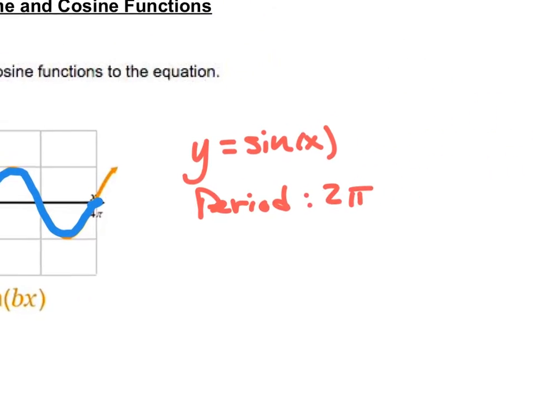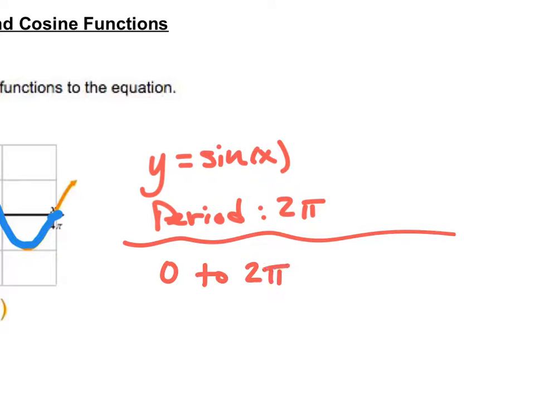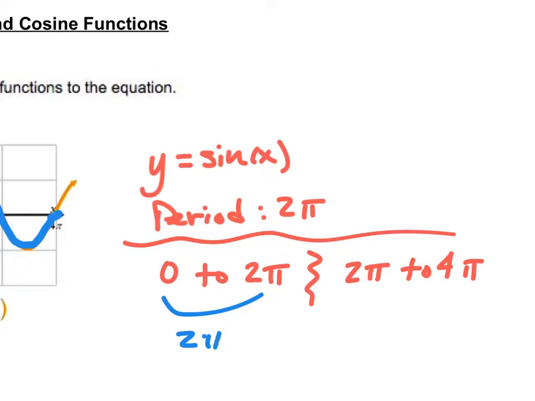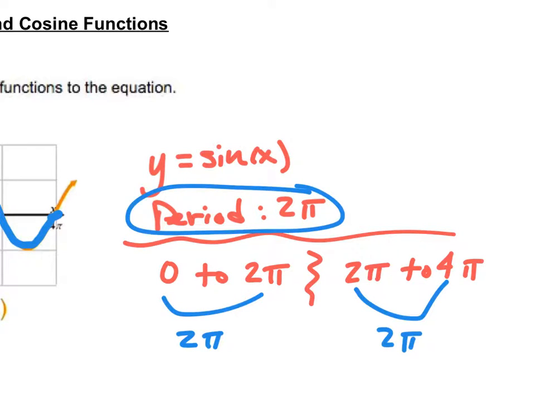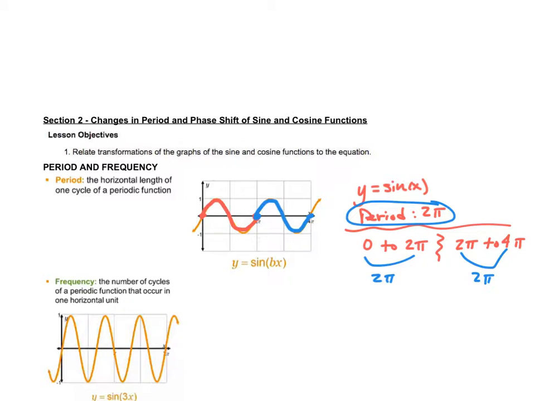So we can come in here and we can say, well, our period is 2 pi, we already know that. And one way we can figure that out is by saying, okay, we go from 0 to 2 pi. The next thing we could say is that we go from 2 pi to 4 pi. And the distance between 0 and 2 pi is 2 pi, and the distance between 2 pi and 4 pi is also 2 pi, and that's how we get our period, all right? So that's pretty standard, pretty easy, I think, for a standard sine graph.